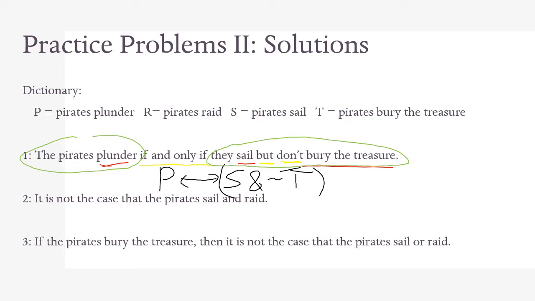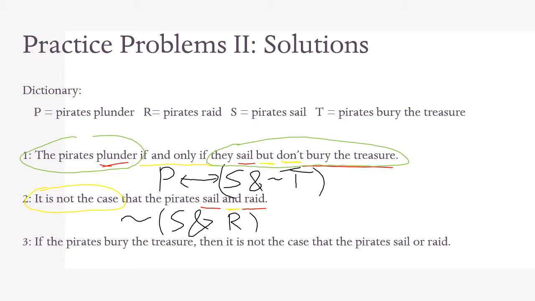Let's look at the second one. Second one is pirate sail and raid. So there's only 2. Sailing and raiding. We have, it is not the case, and we have an and. So before, as I told you, we needed a tilde, and then everything that follows it is not the case. So that's what we have here. And then we also have an ampersand. So that's how we do that one.